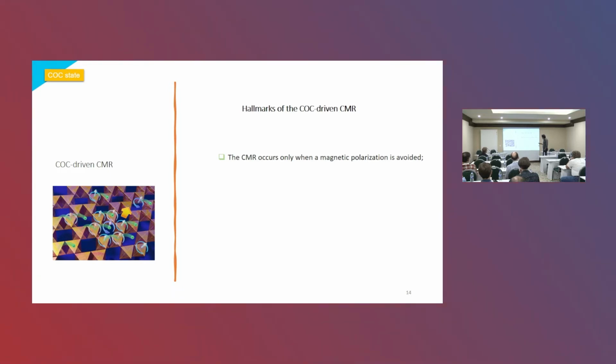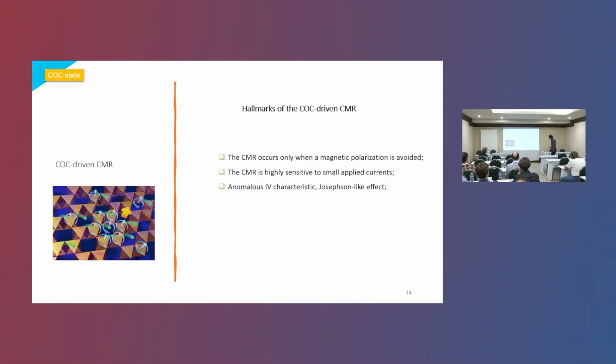As we mentioned earlier, this colossal magnetoresistance occurs only when the magnetic field is applied along the hard axis, where the magnetic polarization is absent. And also, this colossal magnetoresistance is extremely sensitive to small current. Those who studied classical magnetoresistance would know this is unusual, because classical magnetoresistance is not sensitive to the size of the current, as long as it's not huge. But then we're talking about a very small DC current. So this is another striking thing.